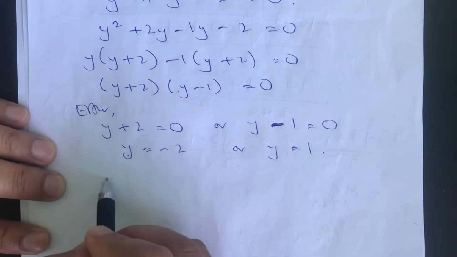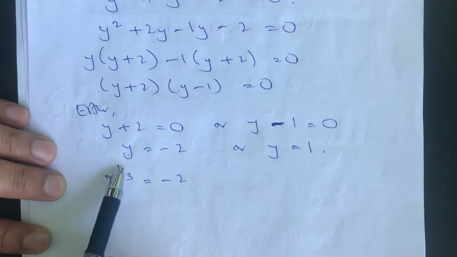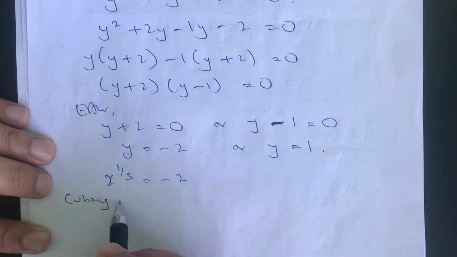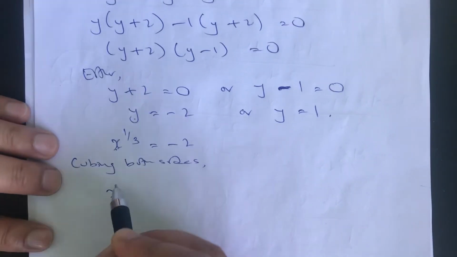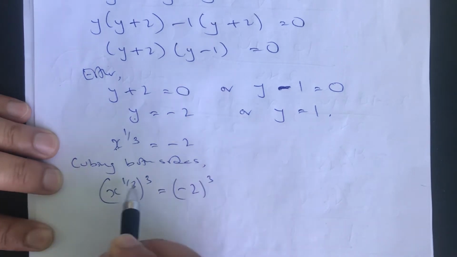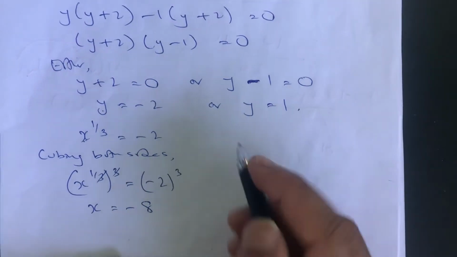So we have to get the answer in terms of x. So y means x to the power 1 by 3 is equal to minus 2. If I want to find x, we have to cube both sides. So when I cube both sides, I get (x to the power 1 by 3) cubed is equal to minus 2 cubed. So they get cancelled, so x is equal to minus 8. So one answer is minus 8.